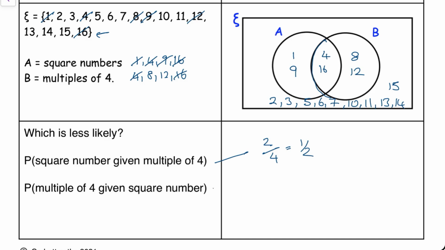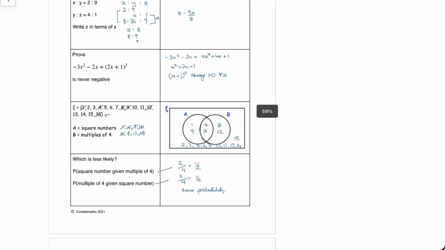What is the probability of the second one, a multiple of 4 given it's a square number? Okay, this is clever, so it's the other way around. So again, there are 4 square numbers. There are 2 numbers that are a multiple of 4 that are also a square number. So therefore, this is also going to be a half. So therefore, they have the same probability. Or in other words, neither is larger than the other. And that's it, question done.